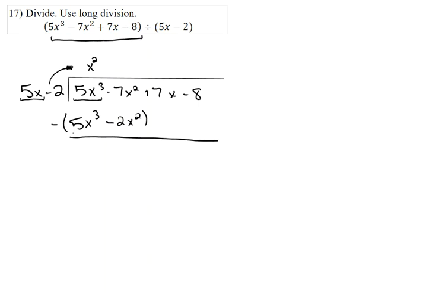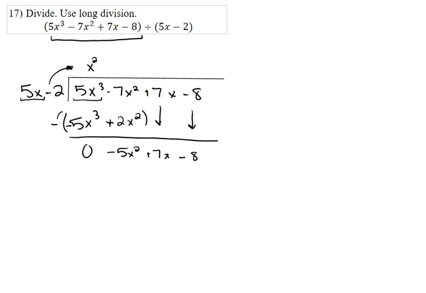So that is why we put that negative sign there. Once we put the negative sign, we will distribute it so that 5x³ becomes negative and 2x² becomes positive. 5x³ minus 5x³ is 0. Negative 7x² plus 2x² gets you negative 5x². You carry down your remainders, plus 7x minus 8.